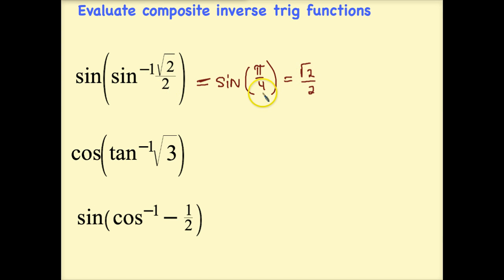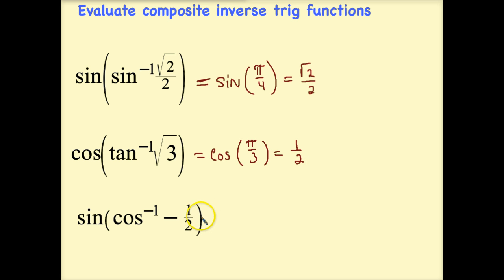We just need to be conscientious, though, when we're dealing with cotangent and tangent to make sure that, in fact, we're in the right quadrant. How about this next example? Here we need to figure out at what angle does tangent equal positive root 3, and we know that's 60 degrees or pi over 3. The cosine of pi over 3 is just 1/2.